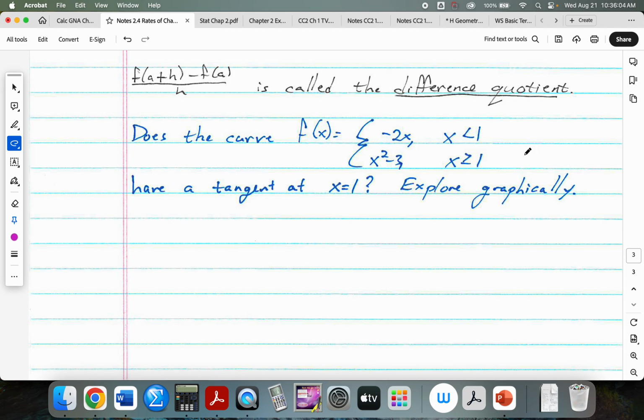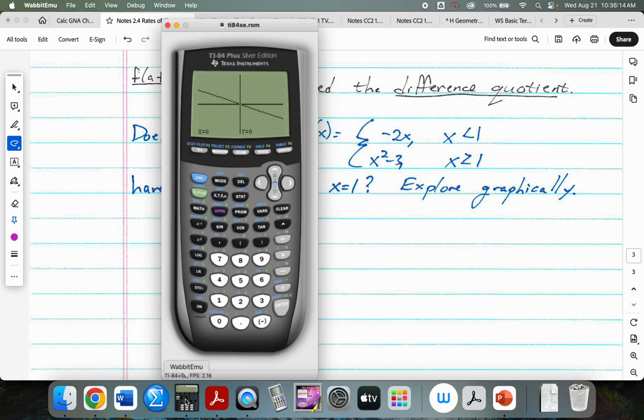Now, on your calculator, you can absolutely do piecewise functions. Let me show you how. You got your calculators? Let's do this. Clear that out.